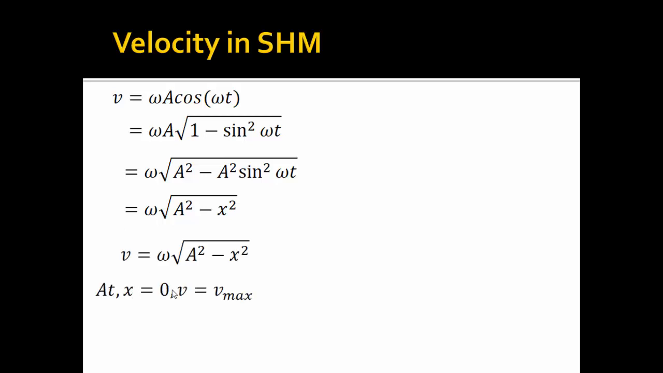When x is 0, v will be v maximum, because here we have the subtraction of the displacement. So if you put here x is 0, then square root of a square will be a, and omega and a as it is. So v max will be omega a. At x equals a, we will have the minimum velocity. So if you put here a square, then a square minus a square will be 0. So v minimum is 0.